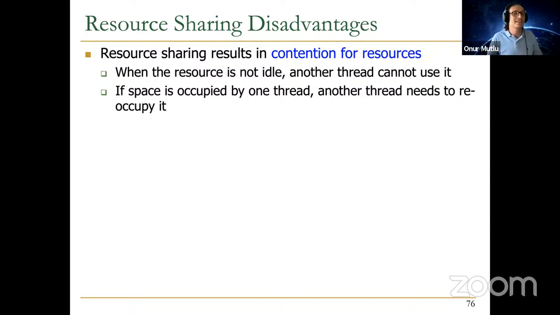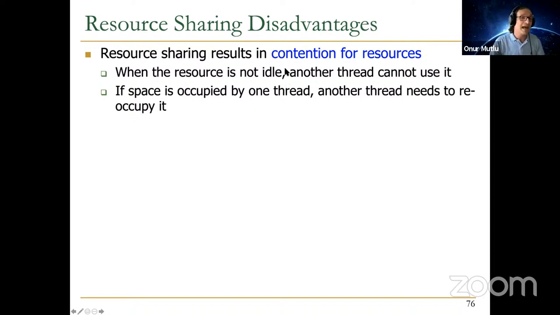As a result, the scheduler became a contended resource. And if the decisions made by the scheduler are not good enough, then you have significant unfairness in the system. So basically, contention for resources: when the resource is not idle because one thread is utilizing it, another thread cannot use it. By definition, you don't have a private resource for yourself, so you cannot have guaranteed service in that resource, essentially.